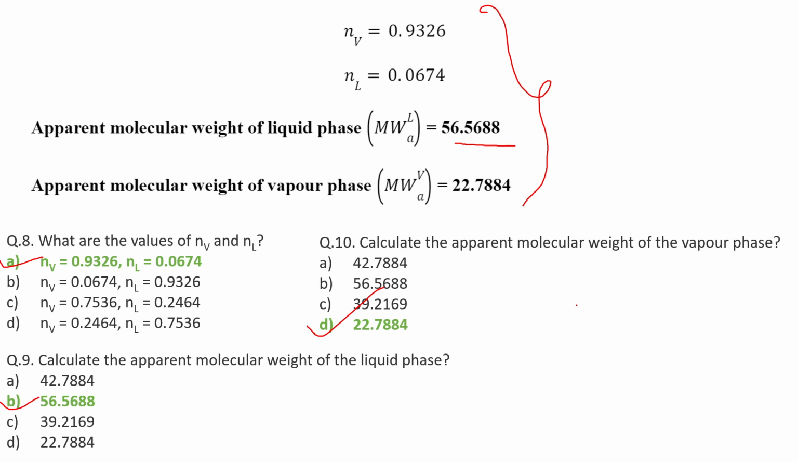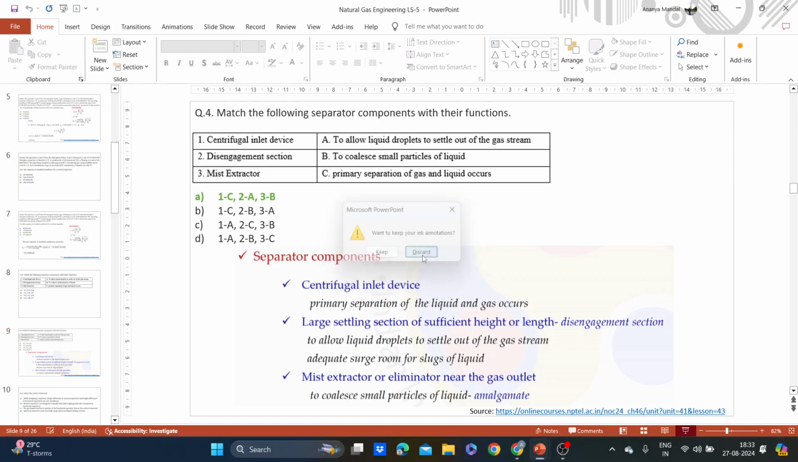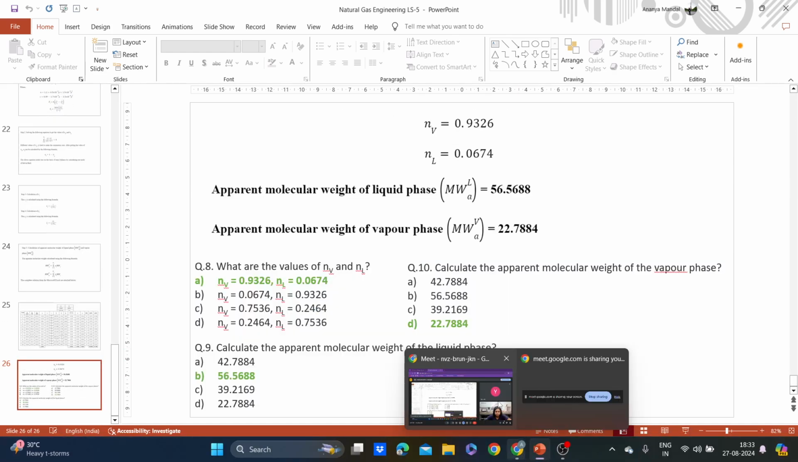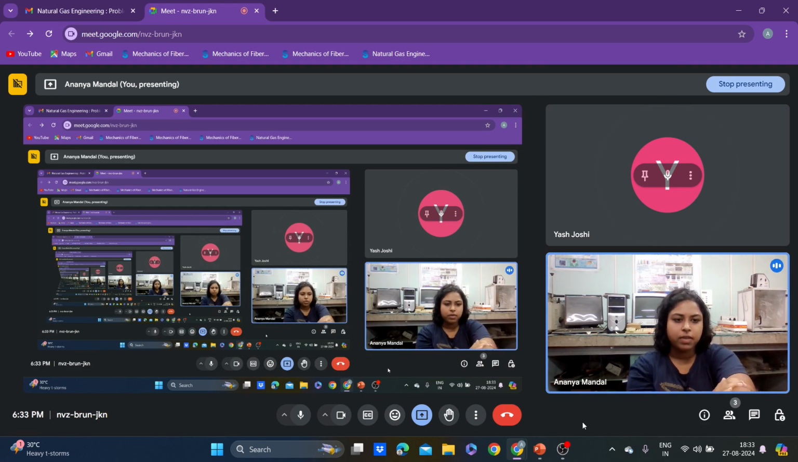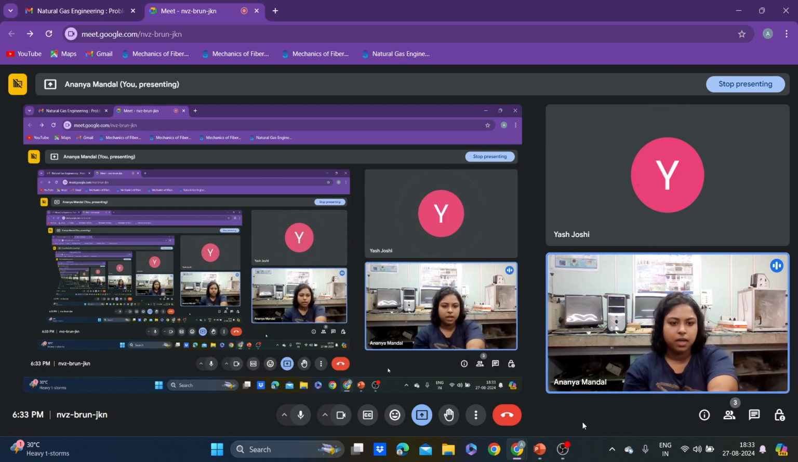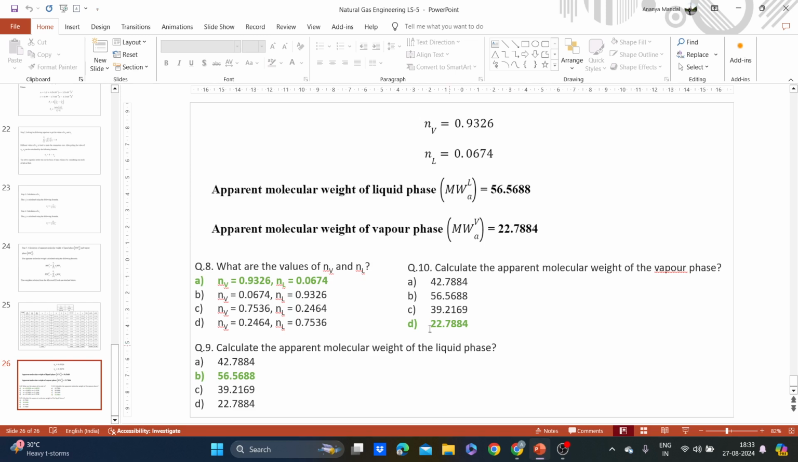Okay, then we can end the class here. Now try to solve the assignment questions that you have to submit tomorrow. It's better you finish it. In that, we have to use the Excel sheet. Yes, you have to. I think this type of question on flash calculation is also there.